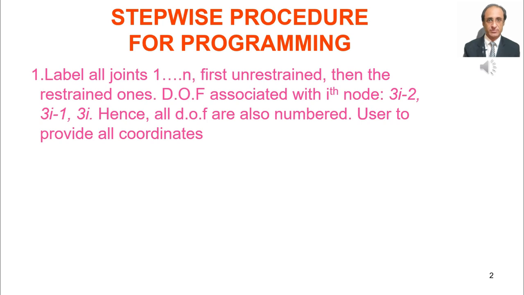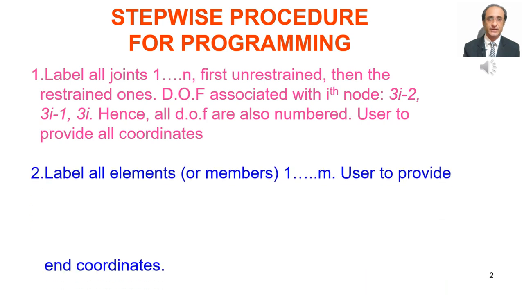However, it's the responsibility of the user to provide the coordinate information to the program, because the coordinate information is something which is used for defining the members and also for defining the transformation matrix related to the two coordinate systems, local and global. Next, we label all the elements. Say the number of elements could be m. Here user has to provide the information as to the end joint numbers.